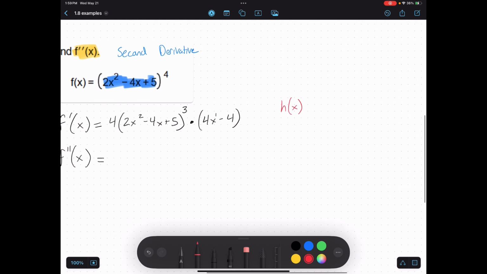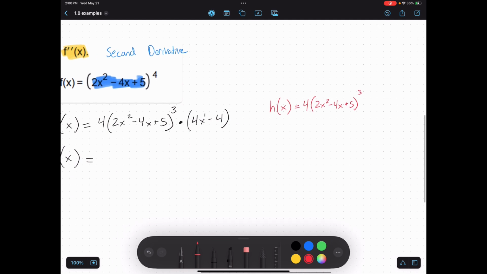So h of x, my first function, I'm going to go ahead and lump in that constant multiple there as part of this function. So I get this 4 times 2x squared minus 4x plus 5 raised to the 3rd power. That's my first function. And then my second function, g of x, is that 4x minus 4. Okay? In order to complete product rule, I need the derivatives of both of these. We'll start with the easy one.